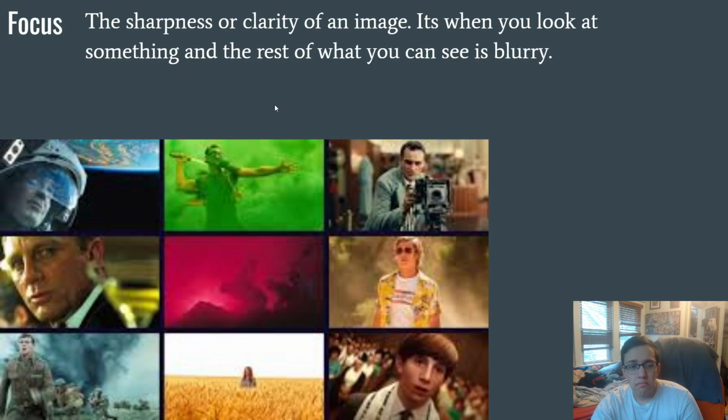It's interesting. Then you have the focus, which is the sharpness or clarity of an image. It's when you look at something, and the rest of what you can see is blurry. Take, for example, a pencil, such as this, in your hand. Put the pencil about half a foot away from your face. Take your hand, put it in between the pencil and your face. Now just look without looking at the pencil. It's blurry, right? Now look at the pencil. Your hand is blurry. See? We'll explore this more in the next slide.